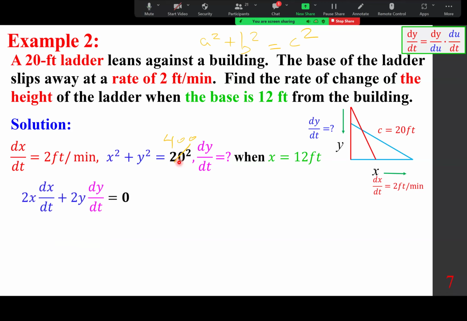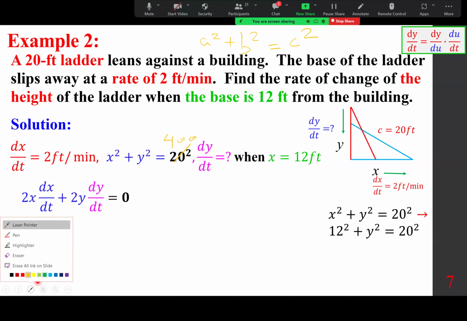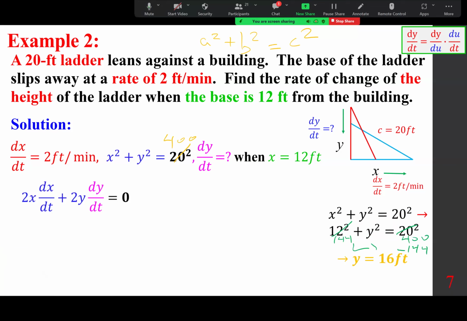Now, as you look at this formula, you have the x, you have dx dt. You're looking for dy dt, but you don't even have the y, and therefore you have to go to this equation, replace the x with 12 to find the y. So x squared plus y squared equals 20 squared: 12 squared plus y squared equals 20 squared. Subtract 144, you get 256. You take a root, and y is 16 feet.